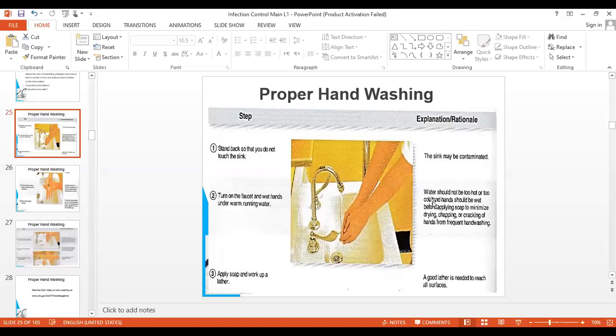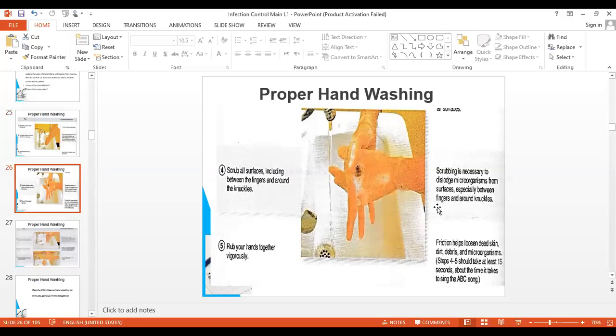Water should not be very hot or very cold, and hands should be wet before applying the soap. برضه ما نحطش الصوب قبل ما يكون ايدينا فيها كمية من المية to avoid cracking of the skin. A good lather is needed to reach all surfaces. لازم نعمل رغوة.